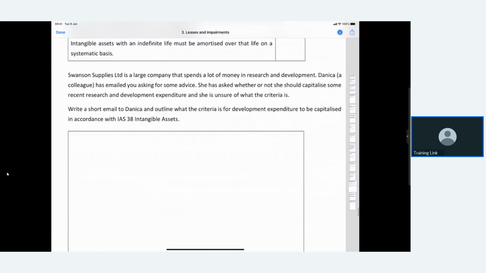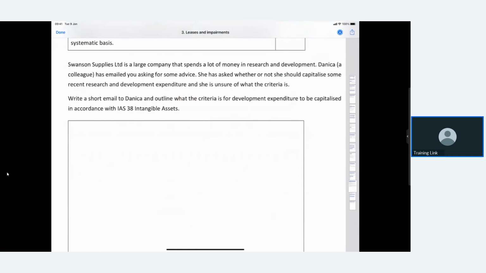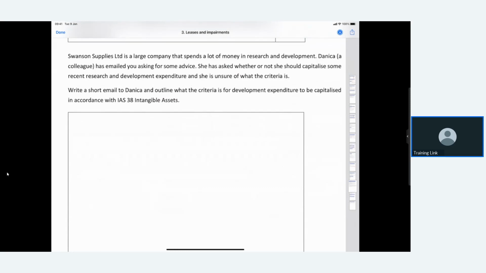Right then, Swanson Supplies is a large company that spends a lot of money in research and development. So super important, this. Danica, a colleague, has emailed you asking for some advice. She has asked whether or not she should capitalize some recent research and development expenditure, and she's unsure of what the criteria is. Write a short email to Danica and outline what the criteria is for development expenditure to be capitalised in accordance with IAS 38.